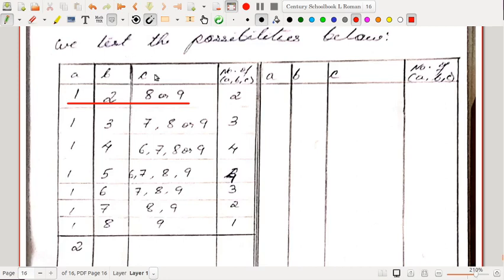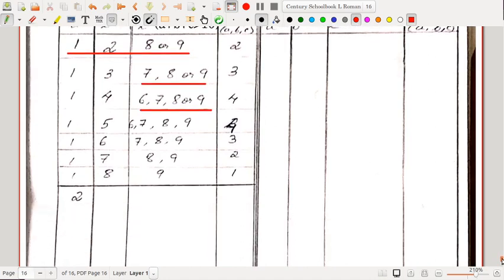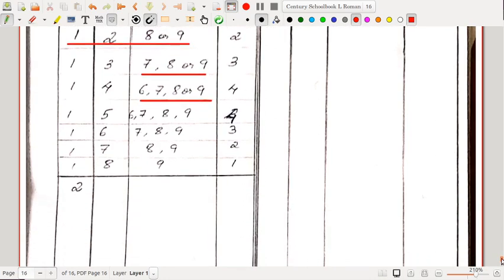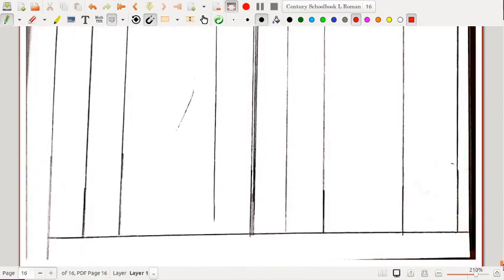A plus B plus C should be strictly greater than 10. This is what we require here. Under this condition we find the solutions. If A is 1, B is 3, then the possible values of C are 7, 8 or 9. If A is 1, B is 4, then 4 plus 1 is 5, so C has to be 6, 7, 8 or 9. So these are the possibilities. But the answer is not over till now. You have to check how many possibilities there are with A as 2, A as 3, A as 4, like that. So please list out everything.